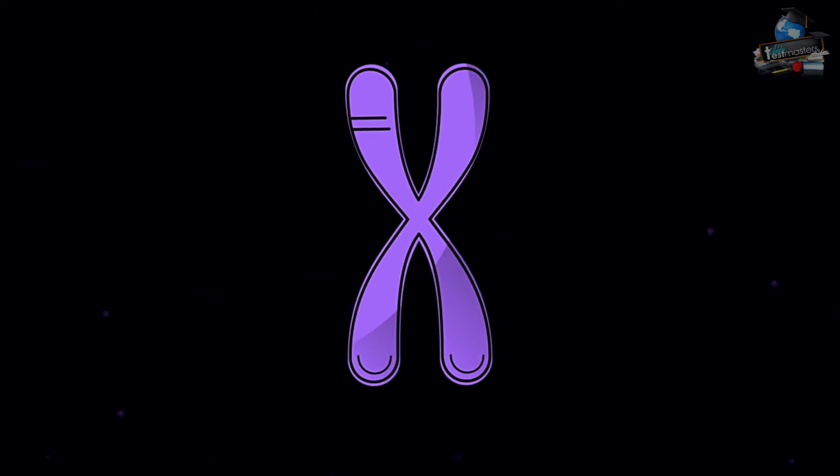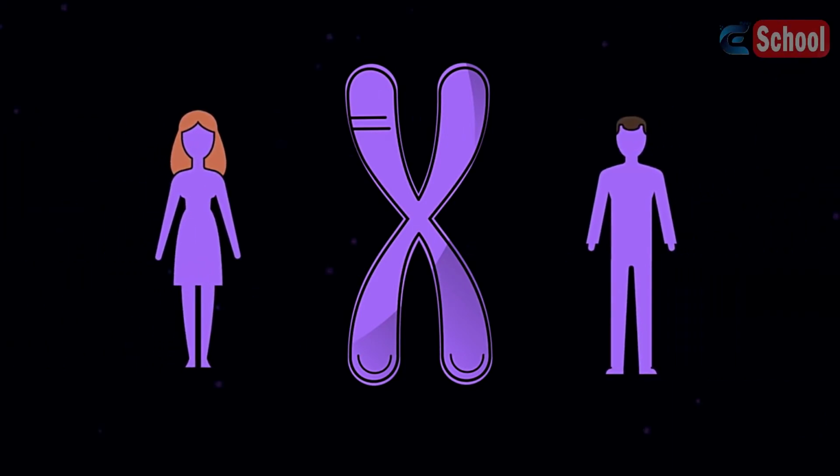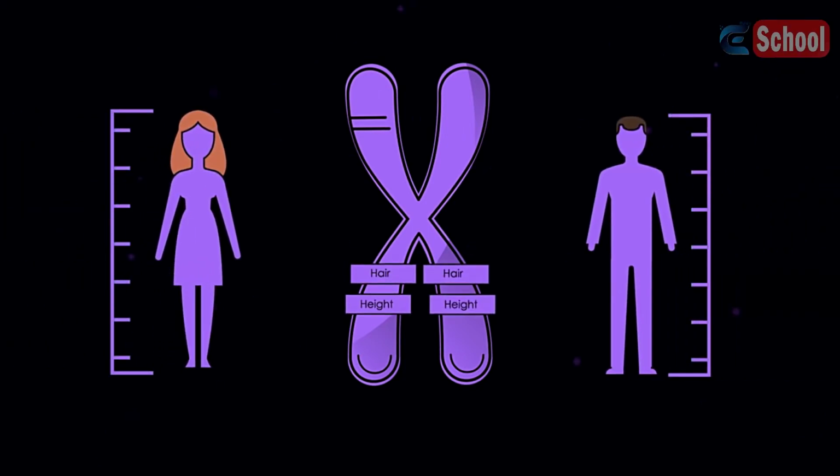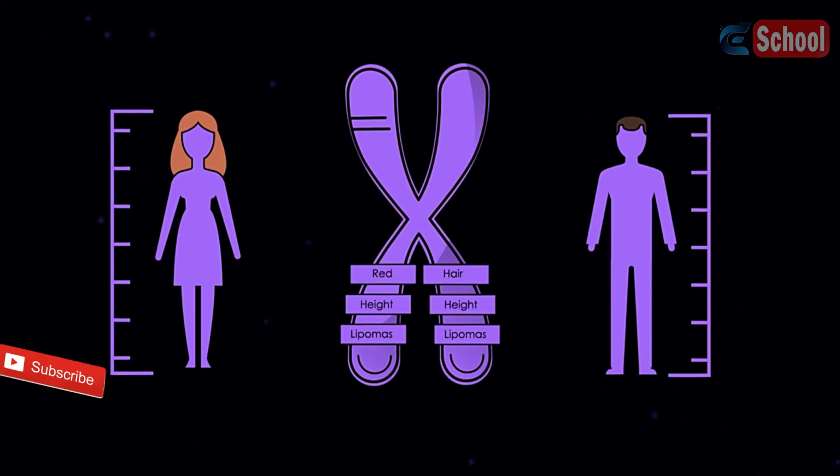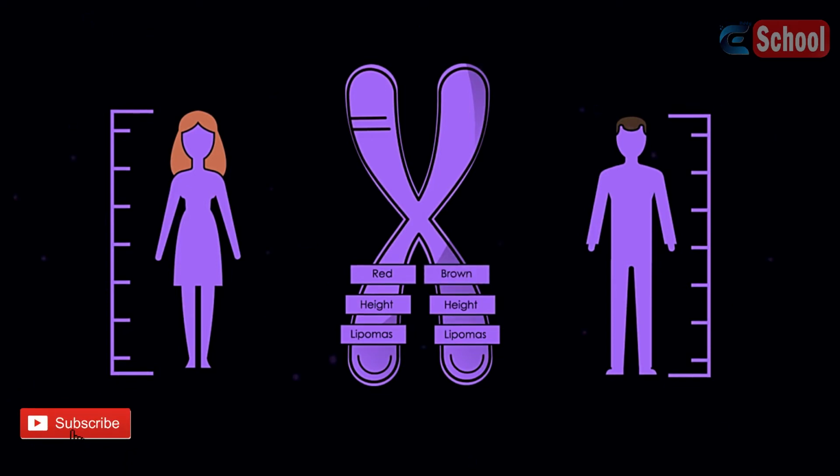An allele is an alternative name for a gene, representing the different versions of that gene. So whilst the chromosome from your mother and father both have genes for hair color, body height, and lipoma formation, they may have different alleles. So your mum may have a red hair allele, whereas your dad has a brown hair allele.